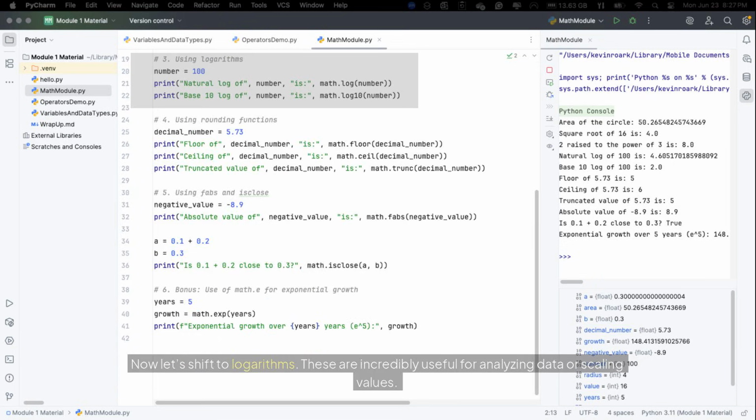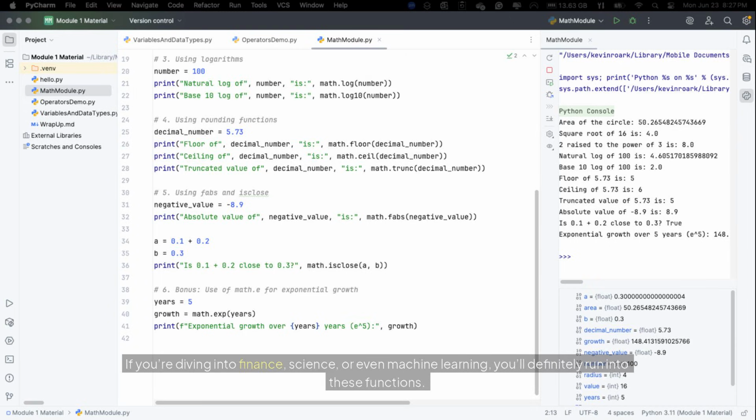Now let's shift to logarithms. These are incredibly useful for analyzing data or scaling values. We calculate the natural log of 100 using the math.log function, and then we use math.log10 to obtain the base 10 log. If you're diving into finance, science, or even machine learning, you'll definitely run into these functions.